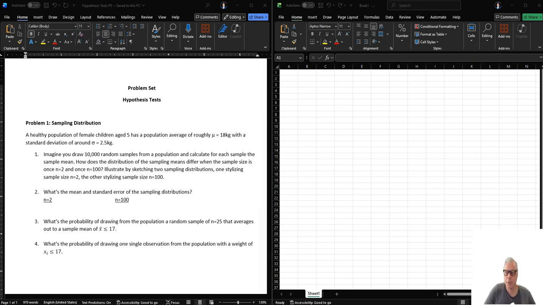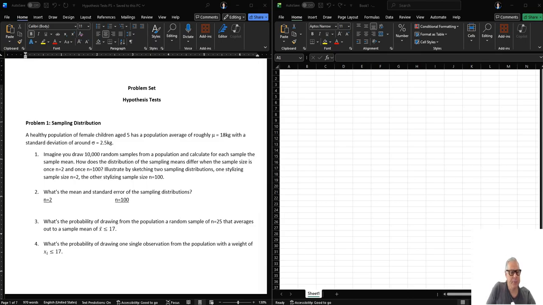Okay, let's start reviewing some important concepts related to hypothesis tests, and let's begin again with creating a sampling distribution. Specifically, we have a healthy population of female children aged 5 that has a population average of roughly 18 kilograms with a standard deviation of around 2.5. So that's the sigma. So we know the population standard deviation, meaning we can actually work with a z-score.